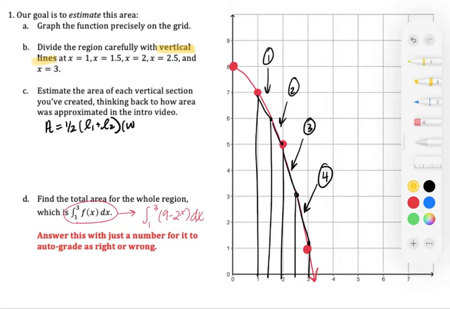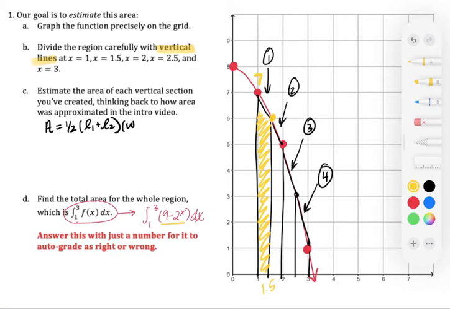Okay, let's start with our very first trapezoid. This is our first trapezoid right here. Well, we know that the length to this point right here is 7. We don't know the length to this point, but we can reference our equation and actually plug in 1.5 to our equation.